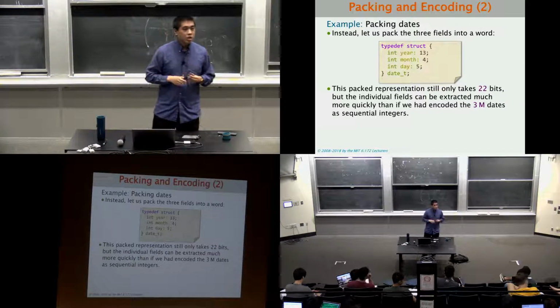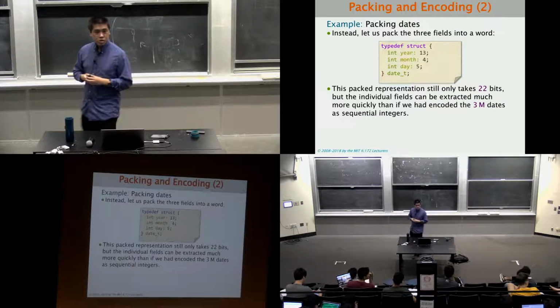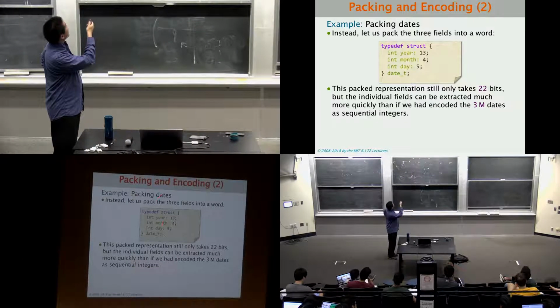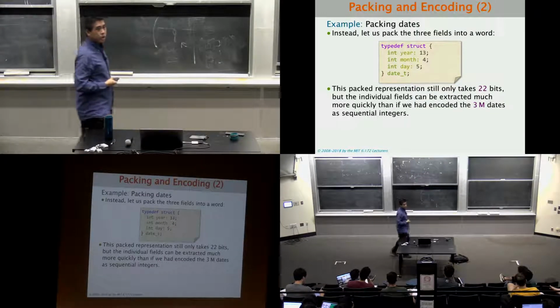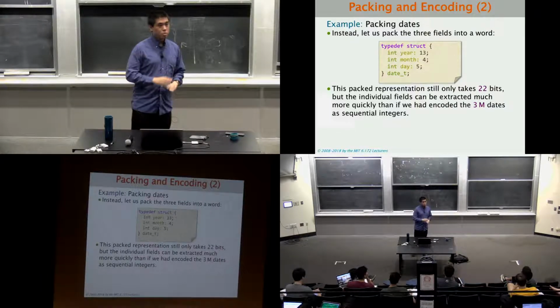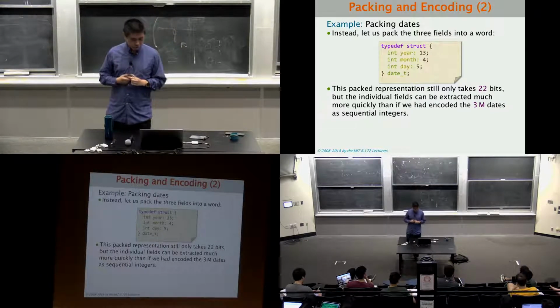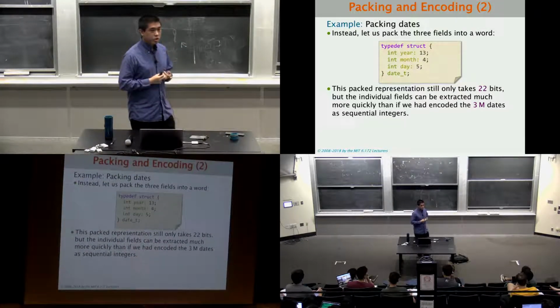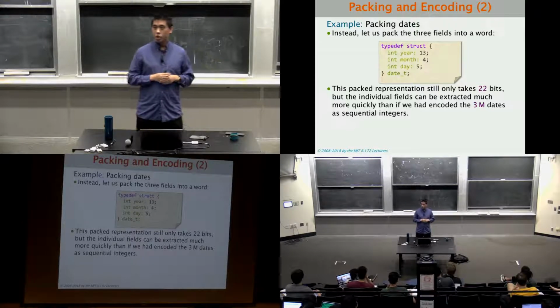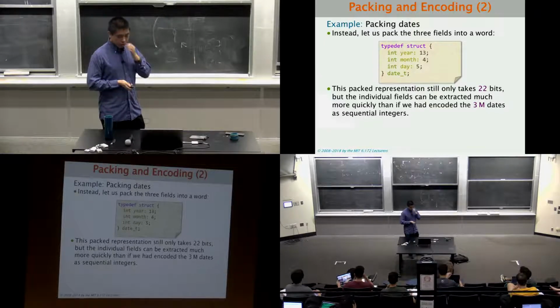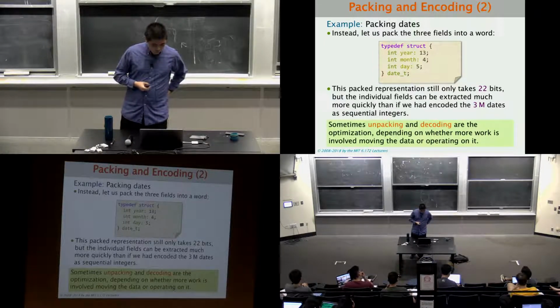Yes? Does C actually store like that? Because I know in C++ it makes it byte-aligned so that you end up taking up more space. Yeah, so this will actually pad the struct a little bit at the end. So you actually do require a little bit more than 22 bits. That's a good question. But this representation is much easier to access than if you just had encoded the integers as sequential integers.